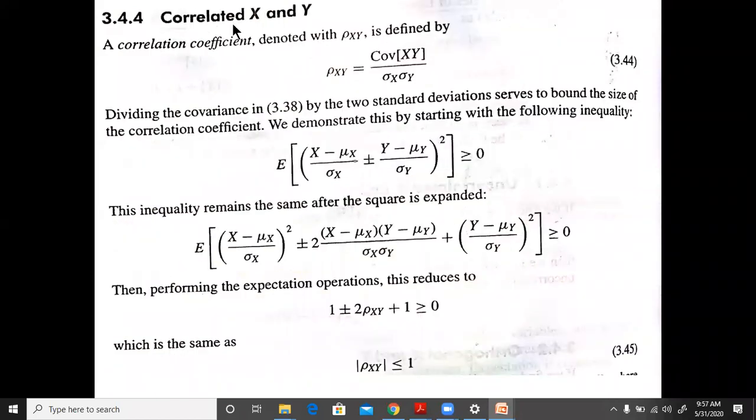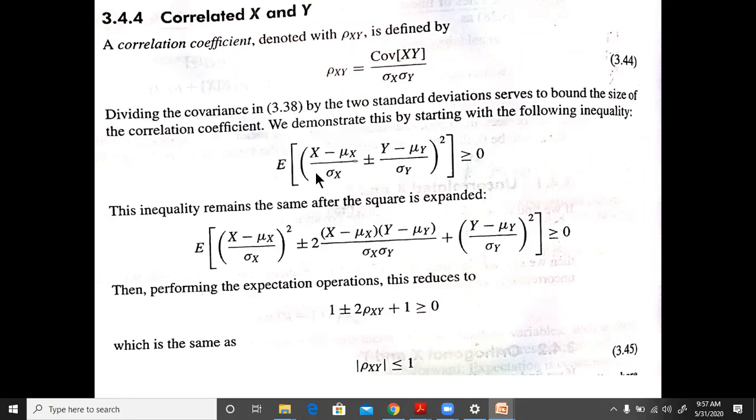Now, when we talk about correlated x and y, we come to what is known as the correlation coefficient. It is denoted by rho of xy, which is equal to covariance xy divided by sigma x sigma y, where each of these is a standard deviation. So if you consider the covariance in 3.38 and divide it by the two standard deviations, then we will have the correlation coefficient defined over here.